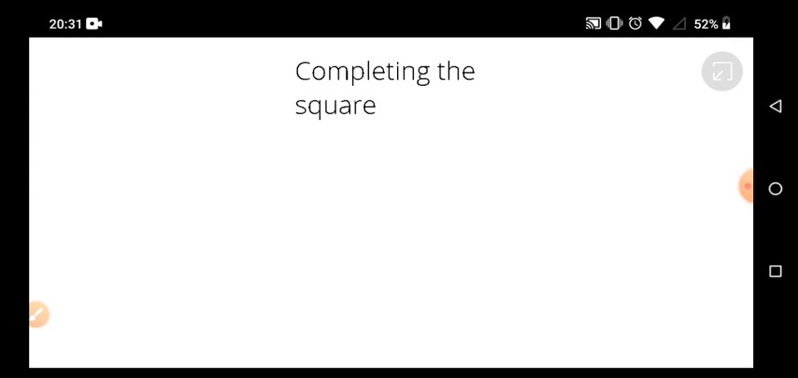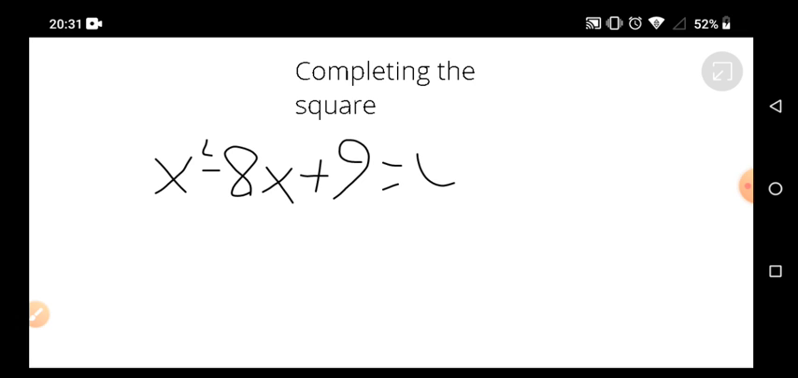But first, I'm going to give you the equation x squared minus 8x plus 9. Okay, so that'll be a quadratic equation. Just going to put that equal to 0, just so we can solve it later.